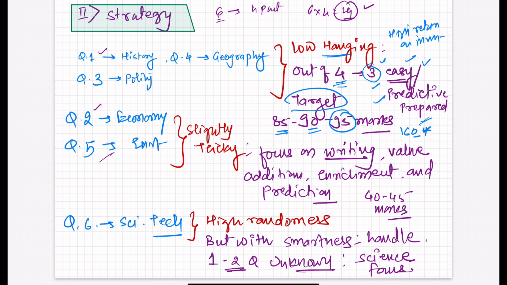Compared to this, questions on environment and economy are slightly tricky in nature. What I mean by tricky is that there will be maybe 1 or 2 questions where some factual details are to be asked. In addition, questions won't be as direct as they are in the paper of history or, let's say, polity. So here our focus must be on value addition and enrichment in addition to the predictive analysis.